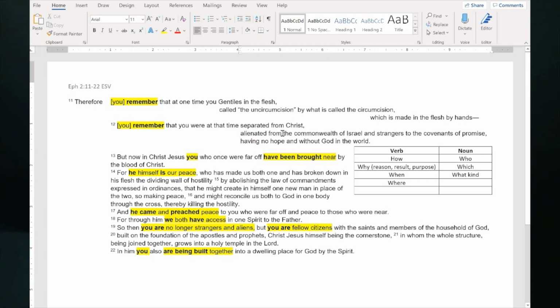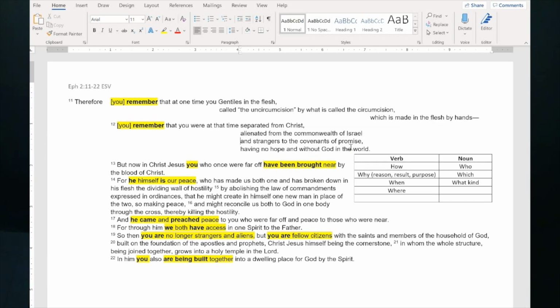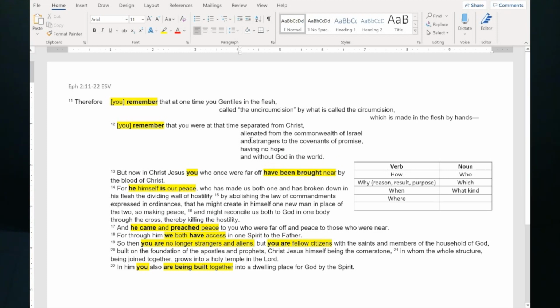If you wanted to, you could see that this phrase right here could get split in half, and you have really this list of five things that Paul's saying they were. Remember that you were separated, alienated, strangers, having no hope, without God. Okay? So when you stand back and look at this sentence, you see that, as you saw earlier, the main subject and verb is for people to remember. And it looks like the content of what these Gentile people were supposed to remember is that they were separated from Christ.